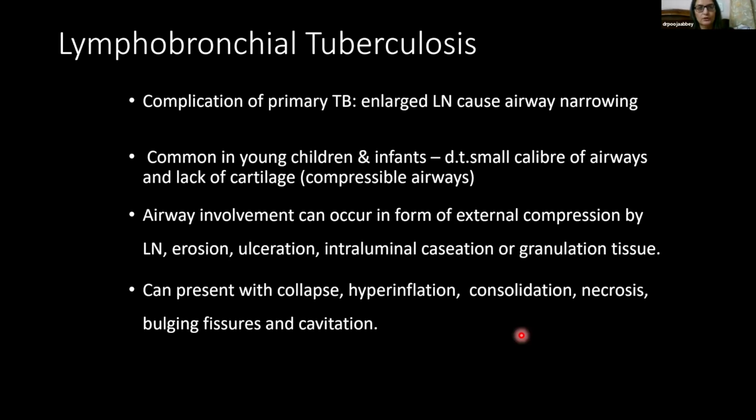So in small children, there is this entity called lymphobronchial tuberculosis. Basically, it is common in young children and in infants because the airway is smaller in caliber. And the airway involvement, basically what happens is that there is tuberculosis which is involving the airway. So that is what is called lymphobronchial tuberculosis. And usually you see both things. So you see enlarged lymph nodes and you see the airway involvement, hence the name lymphobronchial. And it can cause extrinsic compression.